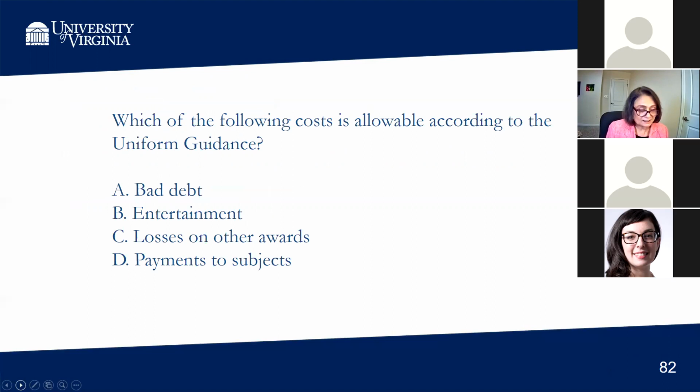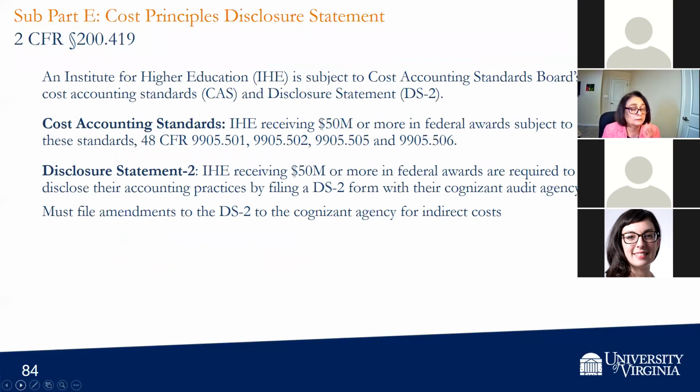Now, which of the following costs are allowable according to the Uniform Guidance? Bad debt is unallowable, entertainment unallowable, losses unallowable, payments to subjects is allowable.